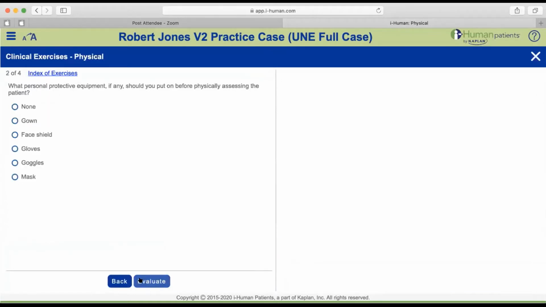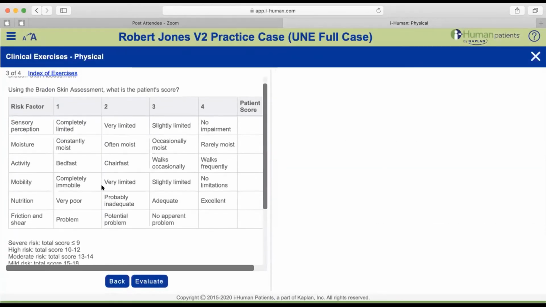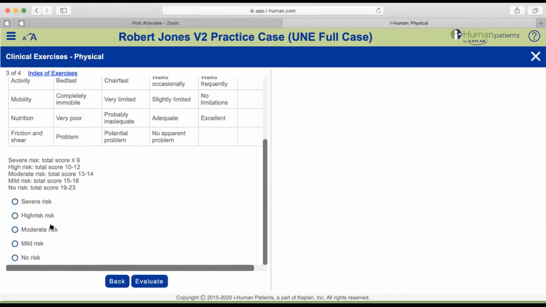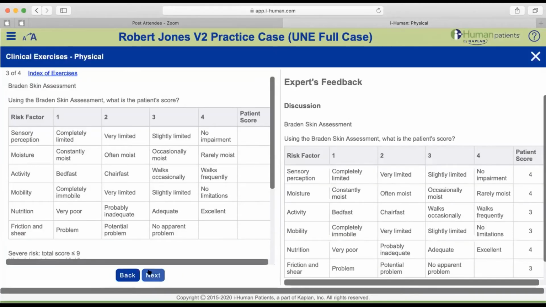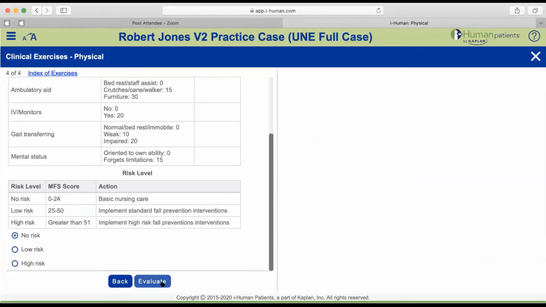For time's sake, we'll move quickly through the other questions. This one asks about personal protective equipment. Well, gloves would be needed. Your students are asked to complete a Braden assessment, so they may have to go back through the history and physical, with no risk. And here, we're asked to complete the Morse Fall Scale. So again, very low risk.